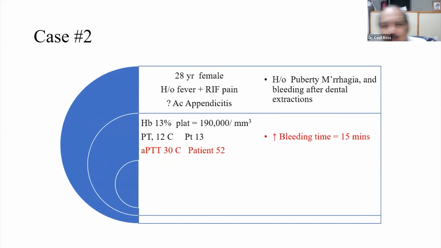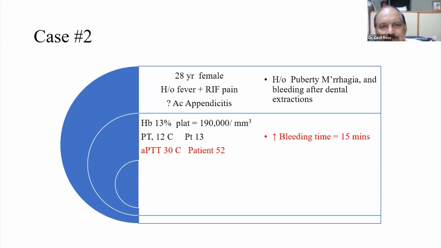Okay. Now this patient, I'm not going to tell the answer. This is very simple. A 28-year-old lady, history of fever and right iliac fossa pain. The surgeon has made a diagnosis of acute appendicitis. Okay. She has a history of puberty menorrhagia and bleeding after dental extractions. Her Hb is okay, platelet is okay, PT is okay, APTT is prolonged, and there's increased bleeding time. Bleeding time is 15 minutes. That was very simple. Somebody has to tell me the answer.